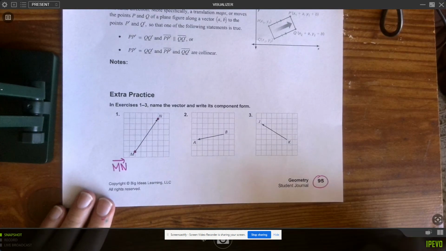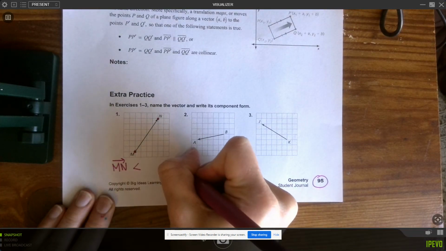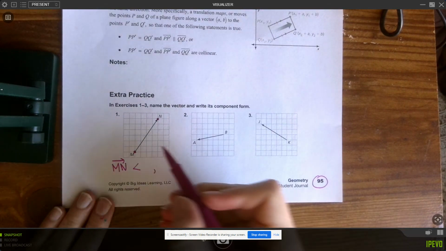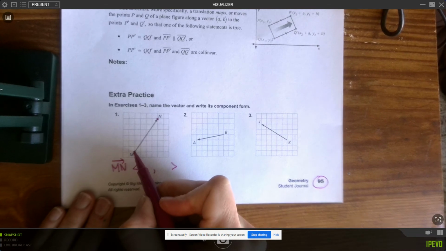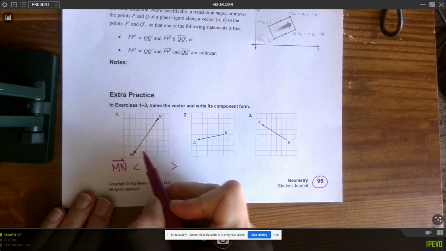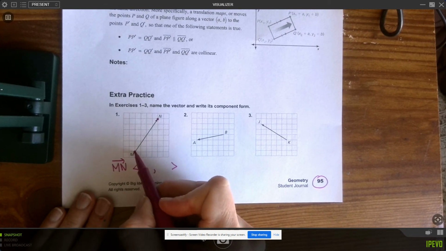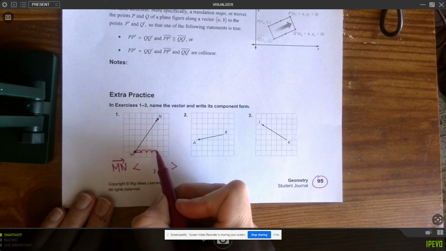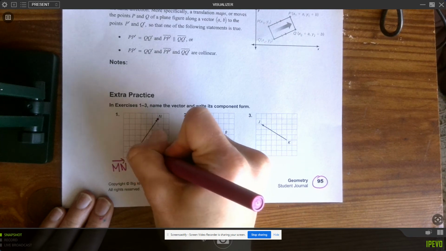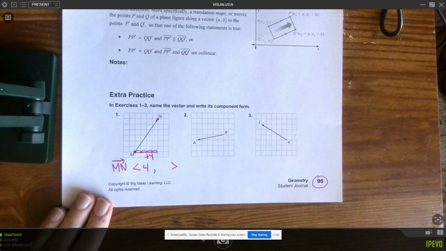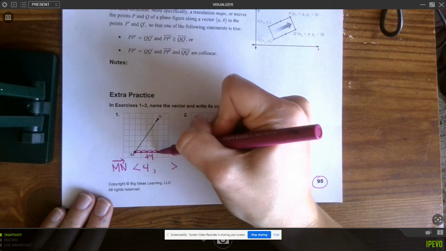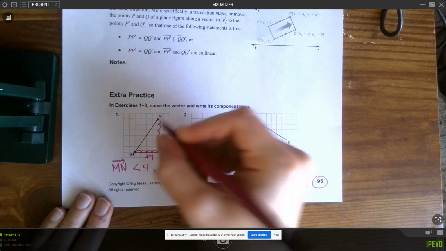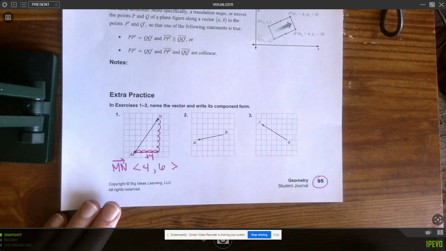So to write its component form, we need to count our horizontal and our vertical component. I'll start with the horizontal component. I'm going to start at point M and work my way towards point N. So the horizontal component, I'm moving to the right, is 1, 2, 3, 4. So that is positive 4. The vertical component, from here I would need to go up 1, 2, 3, 4, 5, 6. Positive 6 because I moved up.